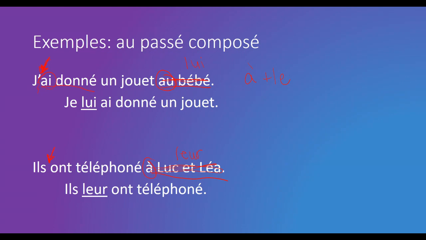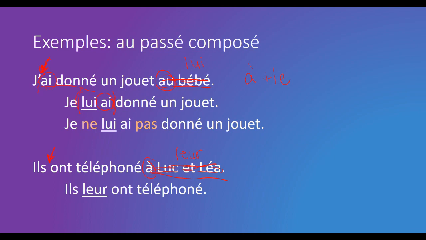Now remember, in passé composé, the ne pas goes around the helping verb only. Leave that donné out where it is. So when we go to make this negative, it is going to be around that part, because the lui and the leur go inside the sandwich. So it is going to be je ne lui ai pas donné un jouet. I didn't give him a toy, or I didn't give the toy to him.